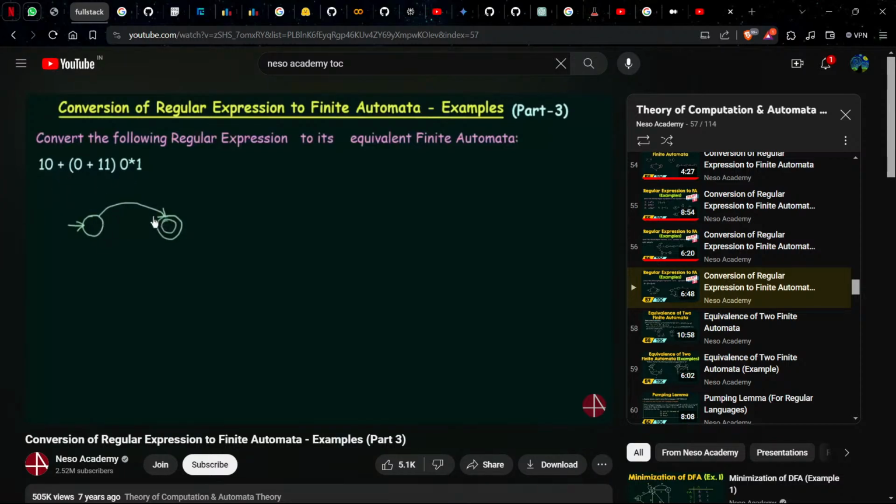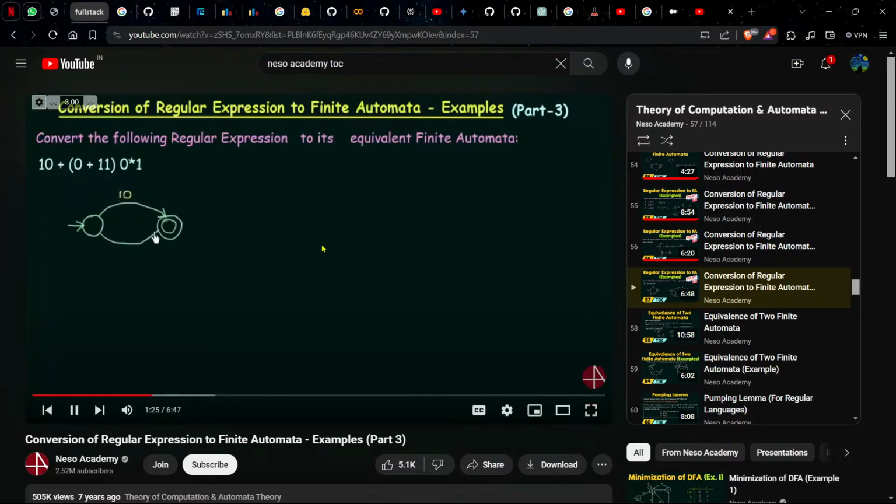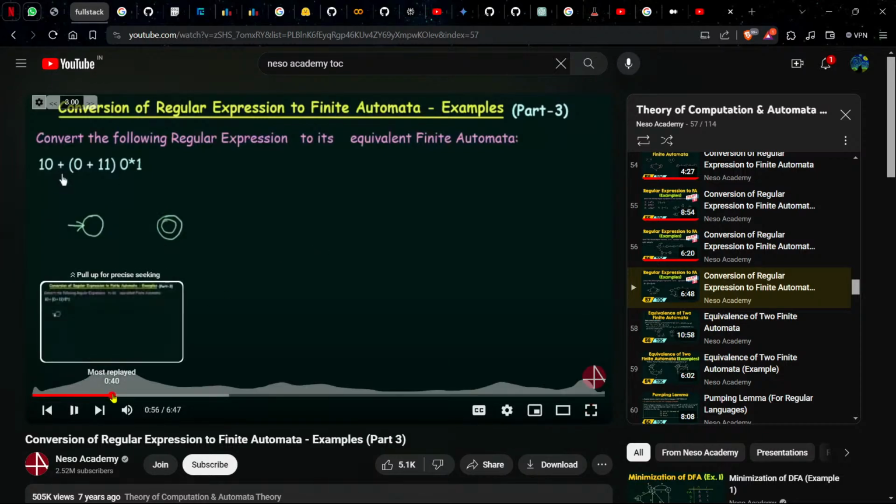So this will go to the next state on getting input 1, 0, and then this will also go to the next state on getting the input, and they're separated by a plus. The state here, design in a simple way like that.